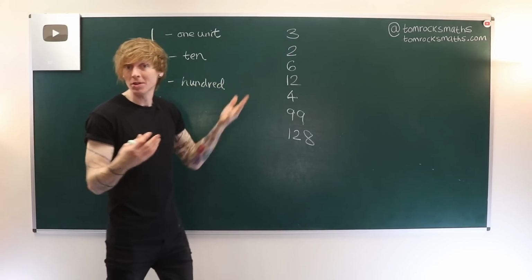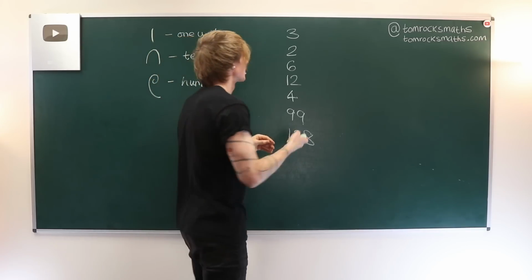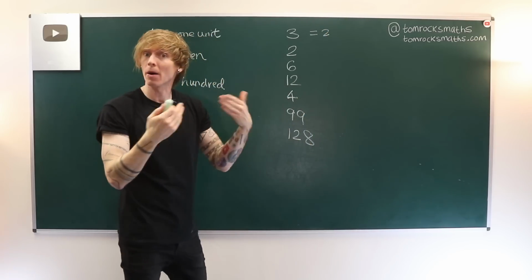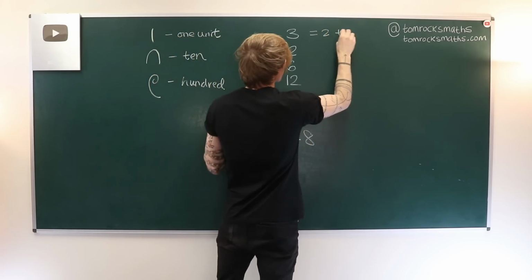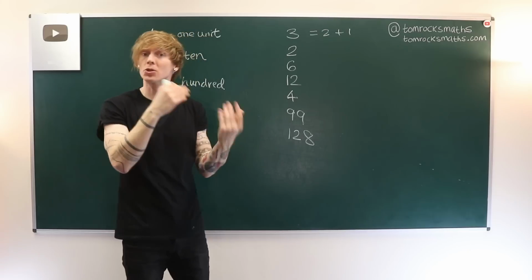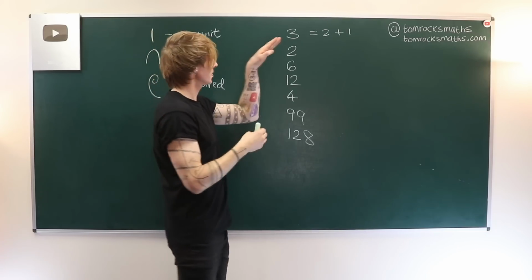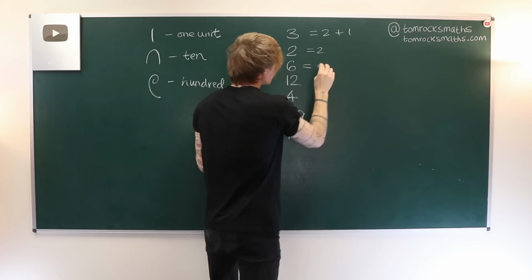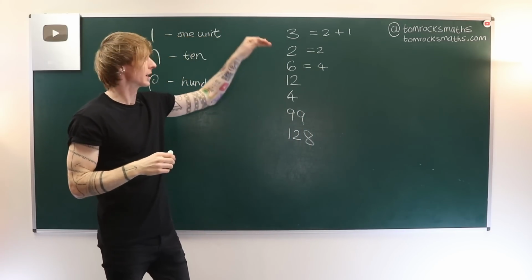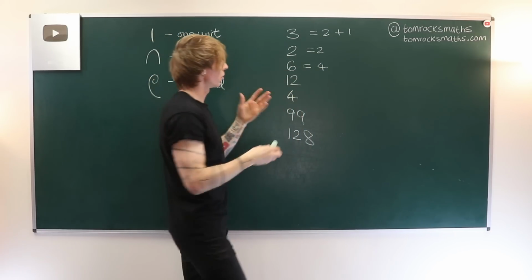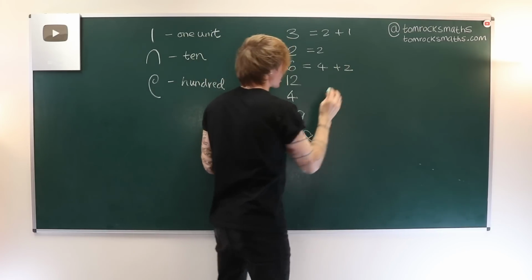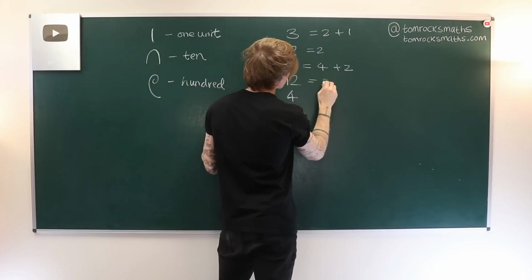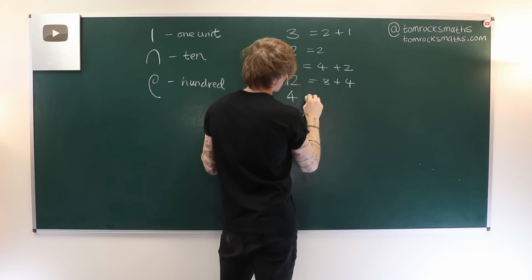So for example, with the ones we have on the board, it might go as follows. 3 would be equal to 2, which is of course 2 to the power 1, plus 1, where 1 is going to be represented by 2 to the power 0. 2 is of course just 2. 6 would be 4. We take the largest power of 2 less than the number. So it would be 4 plus 2. So that would be 2 squared plus 2 to the power 1. 12 is going to be 8 plus 4. 4 is just going to be 4.